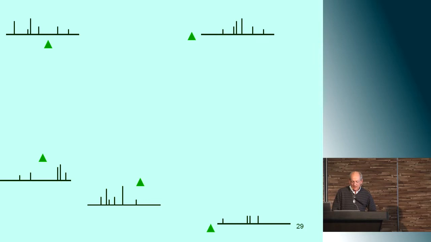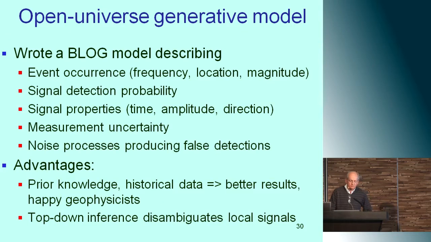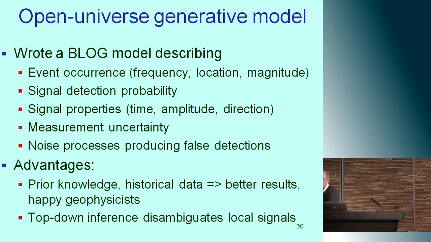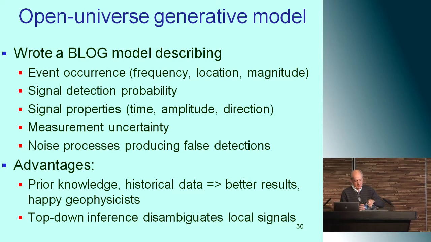Okay. All right, so we wrote a BLOG model. BLOG is a language for writing complicated models. It's like many other modeling languages, except that it does allow us to talk about objects that we're not sure exist. And in this case, we can talk about events and detections without knowing whether or not there are any events or detections.